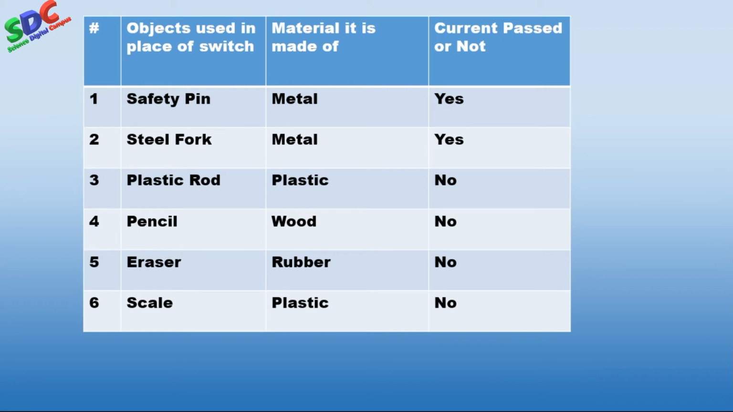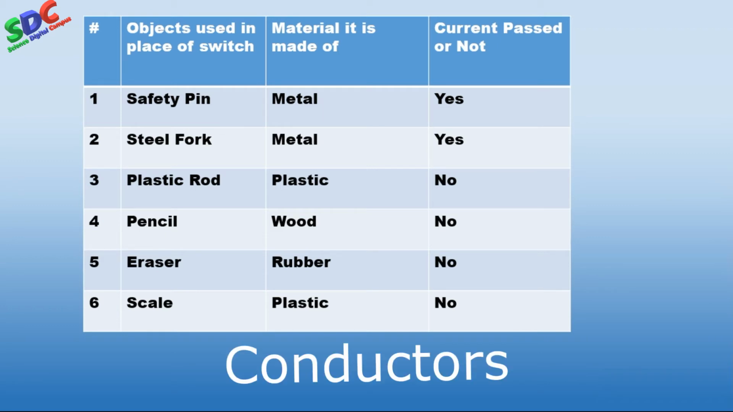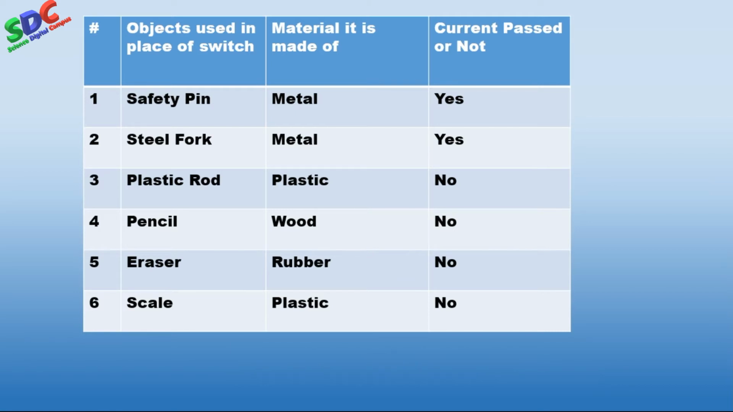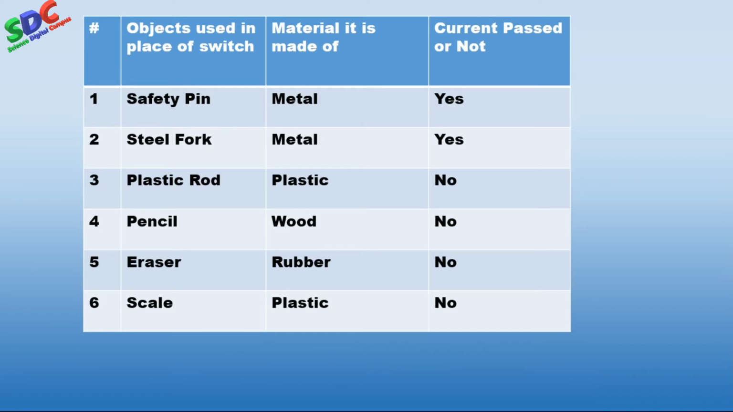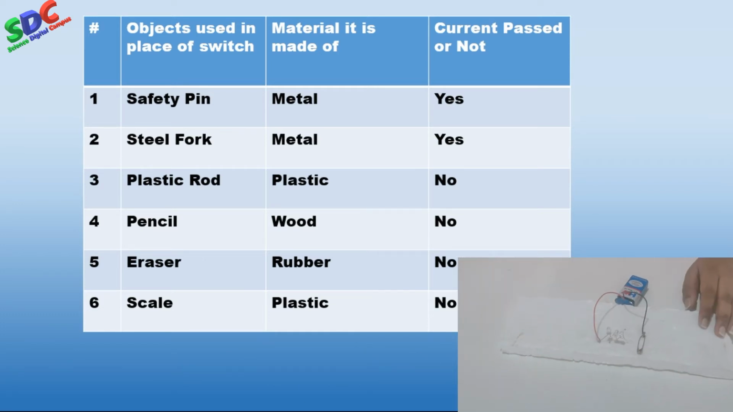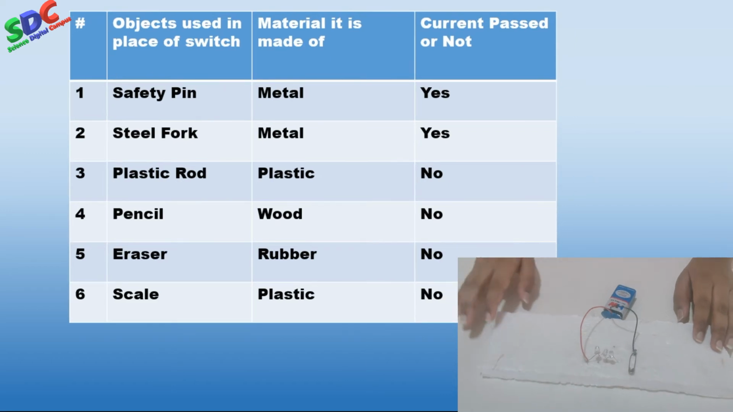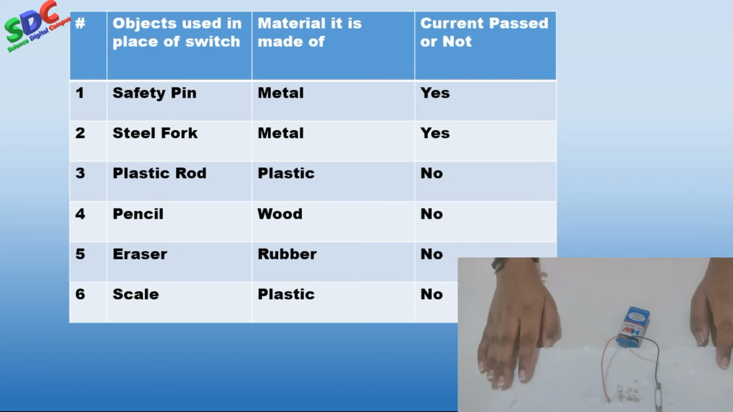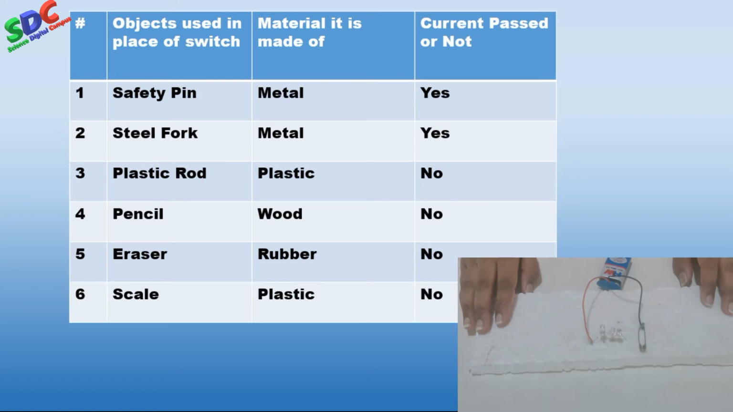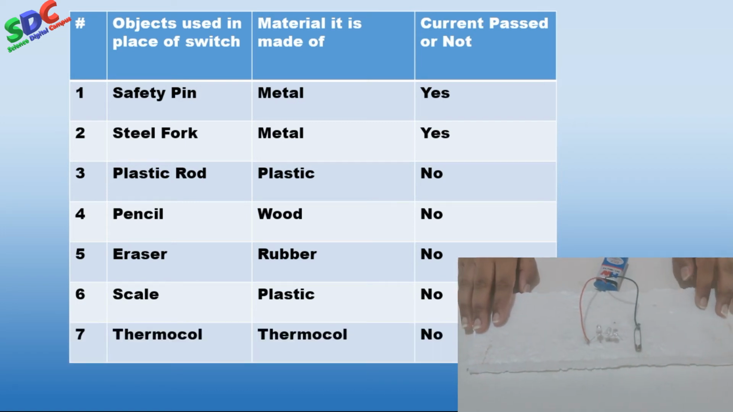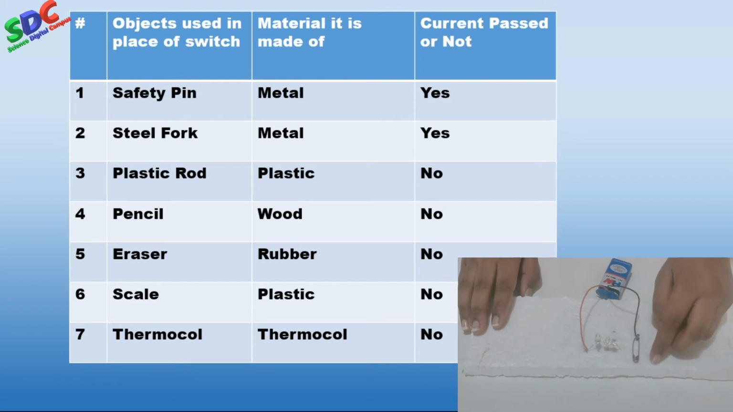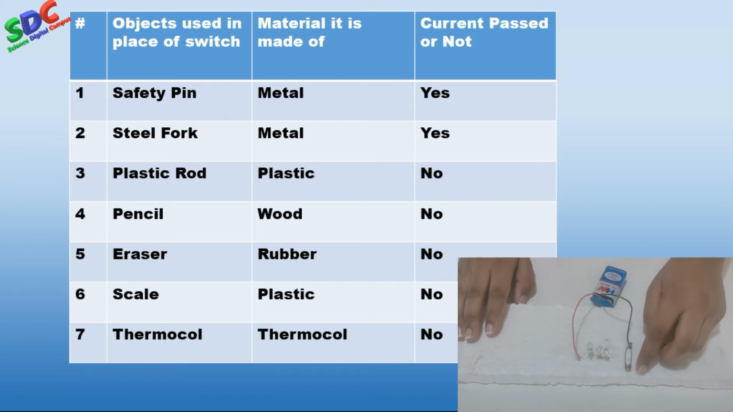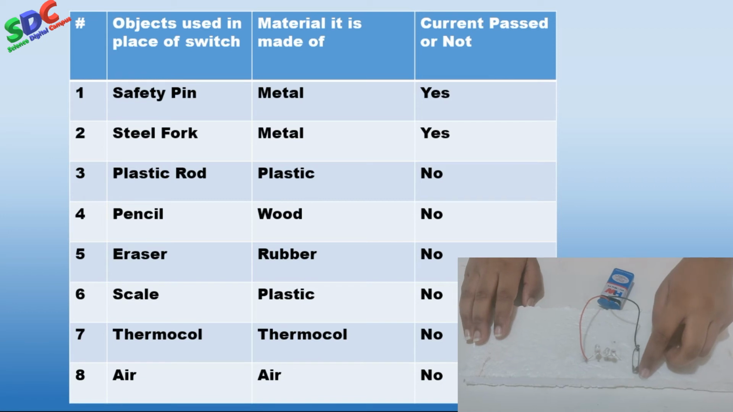Those materials which allow current to pass through them are called conductors. The materials which do not allow current to pass through them are called insulators. When the switch or safety pin was in the open position, thermocol was in contact, which we used in the experiment, but the light did not glow, so thermocol is also an insulator. In the open position, an air gap was there between the two terminals, but the light did not glow, so air is also an insulator.